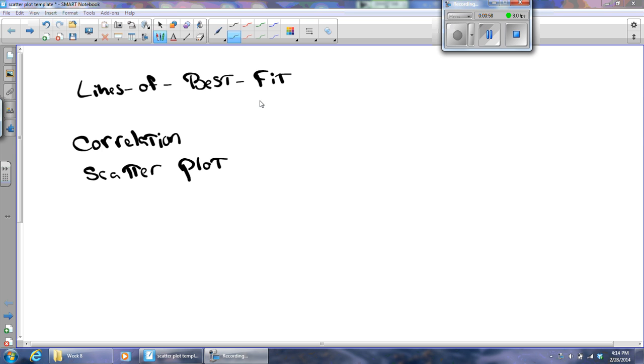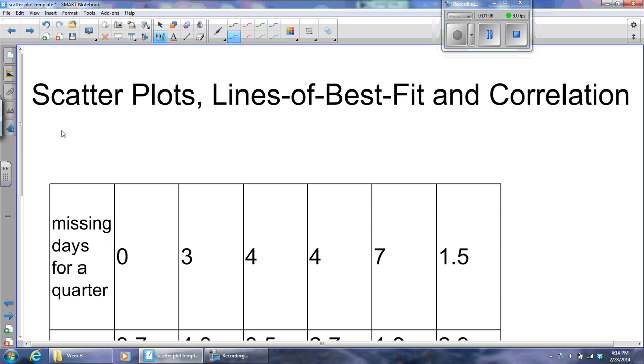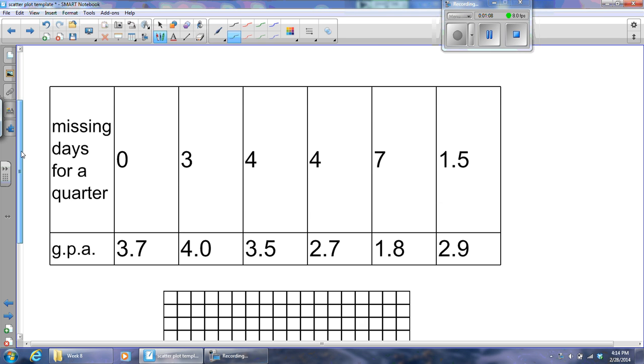Some words you're going to hear me use are lines of best fit, correlation, scatterplot, and maybe some other definitions I throw at you as well. So let's get to it. Let's see a problem here. I have this data which shows the missing days in a quarter for some students and their GPA for that quarter. And I'm going to make a scatter plot of this data.